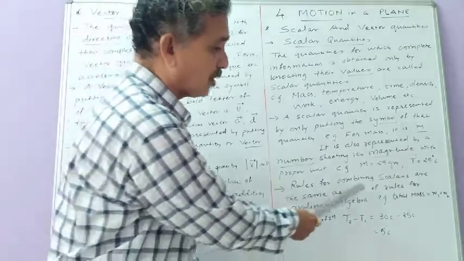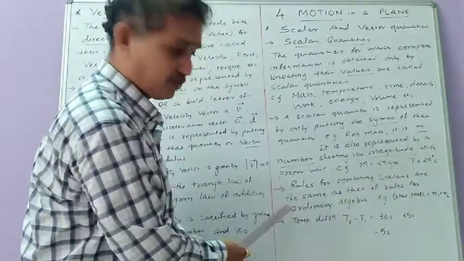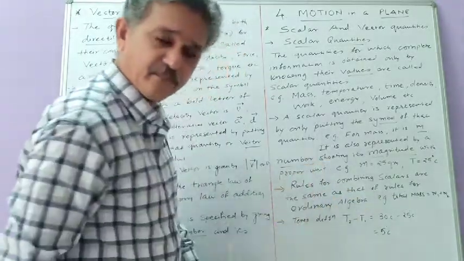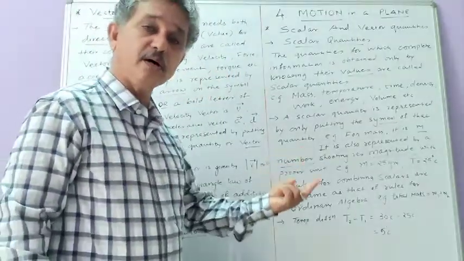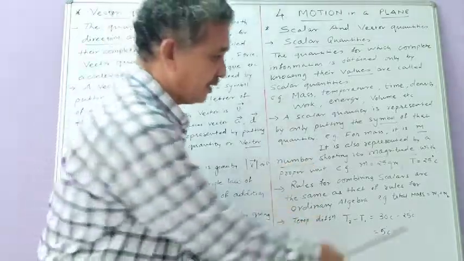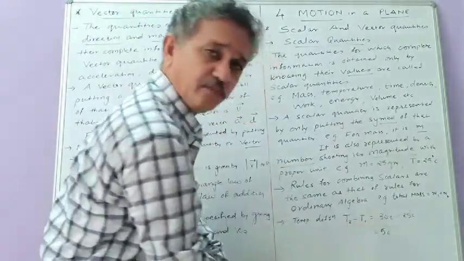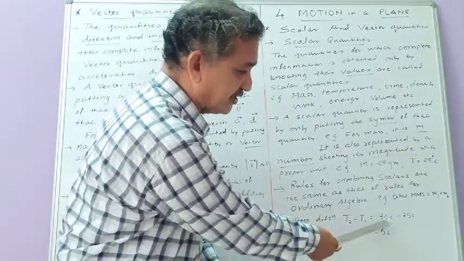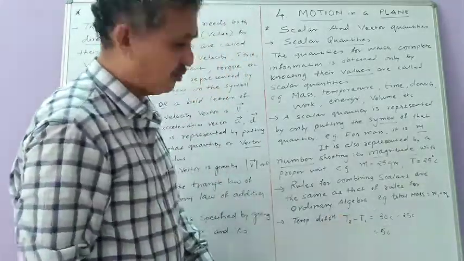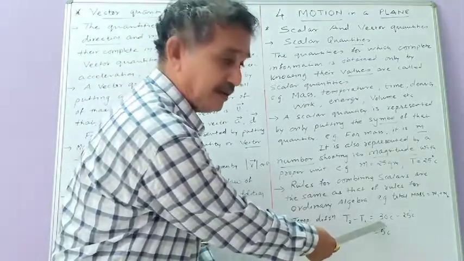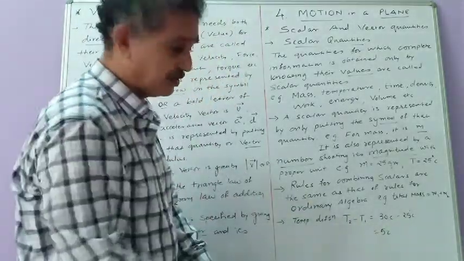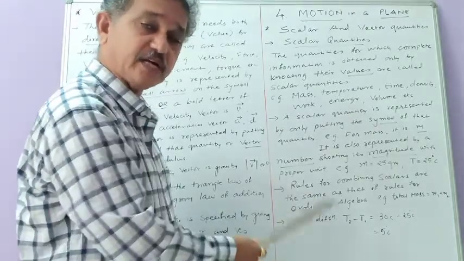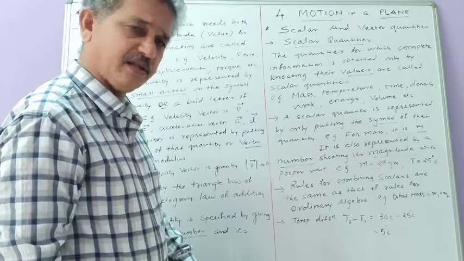The rules for combining the scalars are the same as the rules for ordinary algebra. As you want to take the sum of two masses, then you directly write m1 plus m2. Let you want to get the difference of two temperatures. One temperature is 30 degrees Celsius, another is 25, so according to ordinary algebra, 30 minus 25, 5 degrees Celsius is the temperature difference. So these rules are the same as what you are using for ordinary algebra.